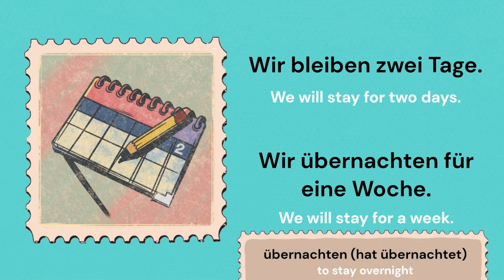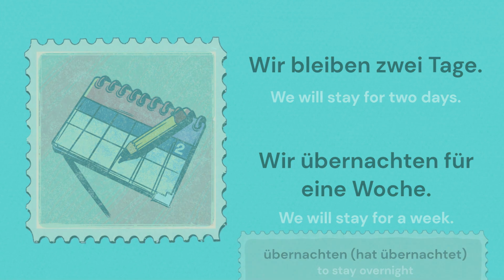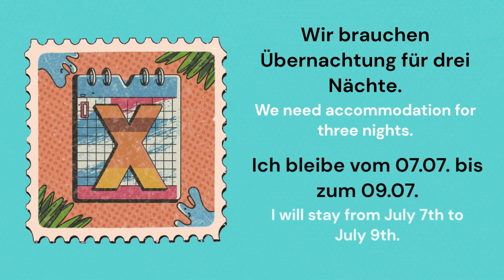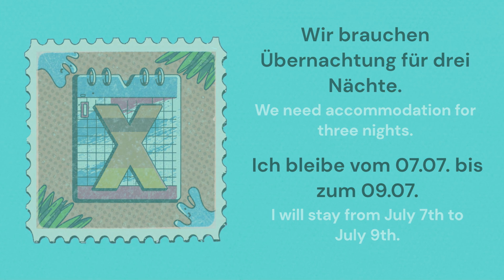Übernachten is probably a new verb. This verb is nicht trennbar. And here are other alternatives. You could say, Wir brauchen Übernachtung für 3 Nächte. Übernachtung comes from the verb übernachten. Or you mention the exact dates. Ich bleibe vom 7.7. bis zum 9.7. You can vary the dates and the duration as per your requirements or as per the question in the examination.